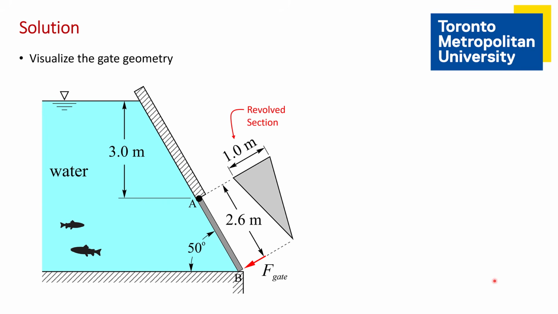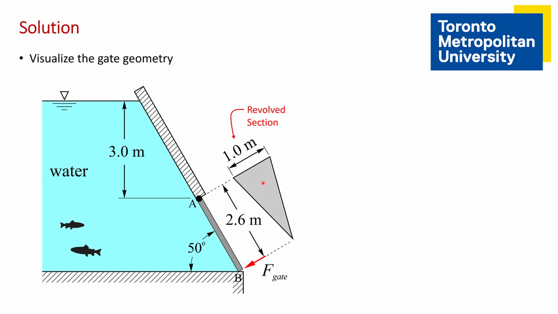So moving on to the solution, the first task is to visualize the geometry. In my experience in teaching this topic in person, students sometimes have trouble with these gate problems because they don't properly understand the drawing. In this sketch, you're seeing the gate edge on, and the gate's triangular shape is shown with a revolved section, which you may have seen in your engineering graphics course.